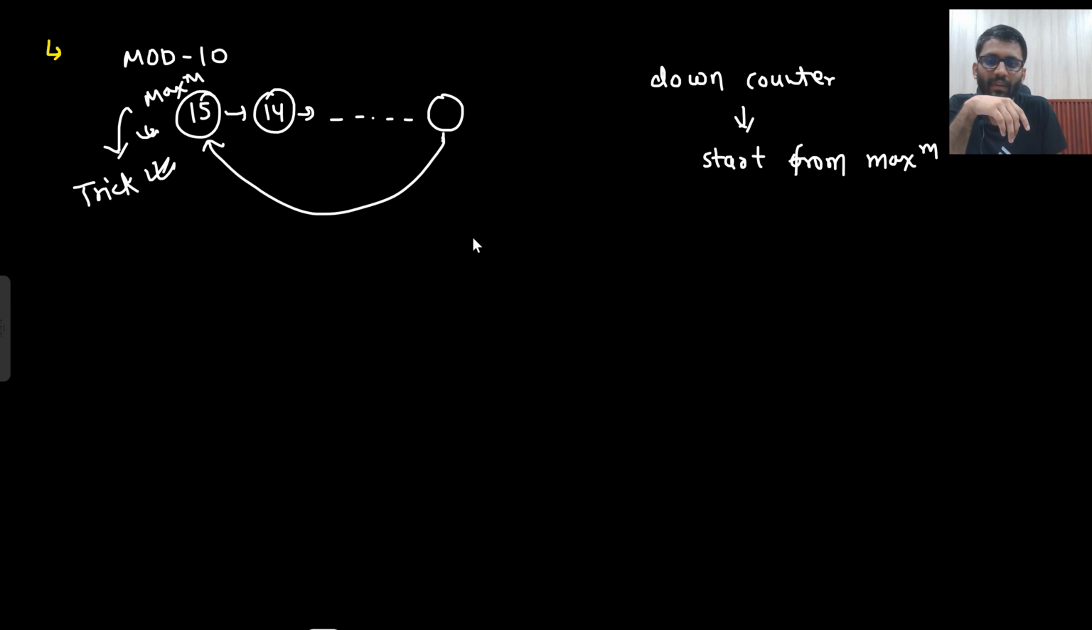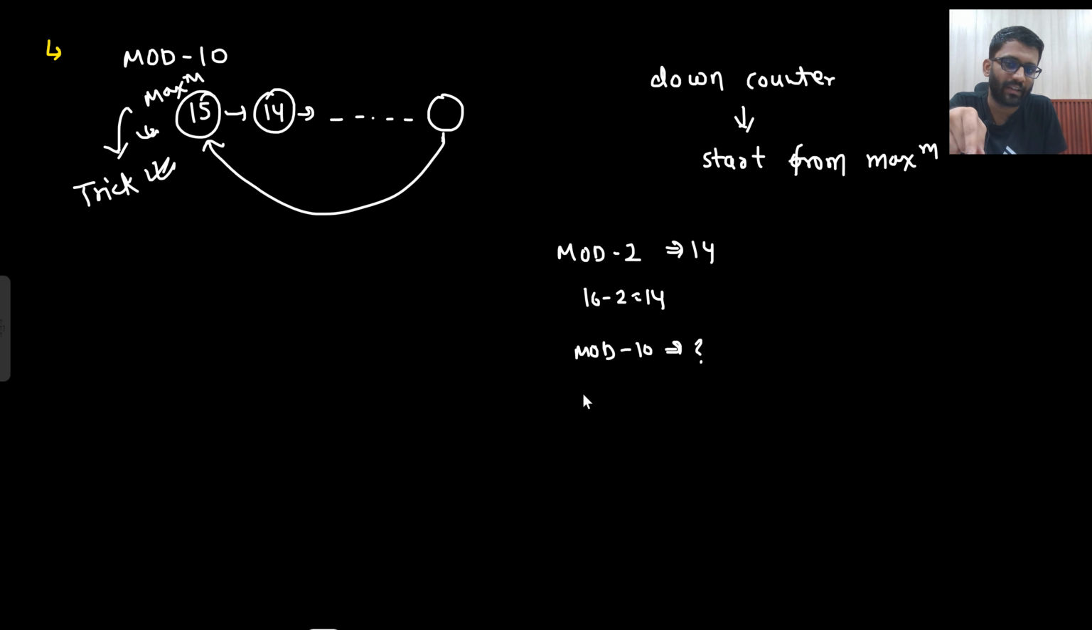If I was designing a mode 2 counter, what was my final state? 14, so 16 minus 2, 14. If you are designing a mode 2 counter, your final state was 14. Two states were there. If you want to design a mode 10 counter, what will be your final state? 16 minus 10, that would be 6.